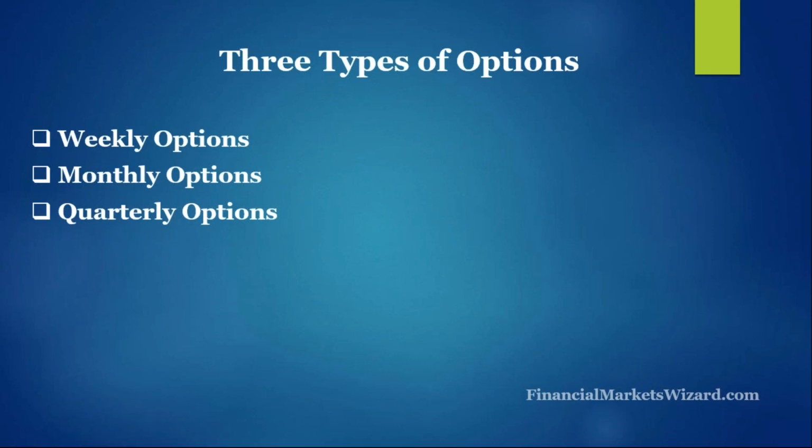We know that as an option trader, there are three types of options: weekly options, monthly options, and quarterly options. Most of the time, I trade monthly options. I don't trade weekly options due to the short time period. The sword is always hanging over me if it's a weekly option. And I don't trade quarterly options. I only trade monthly options.